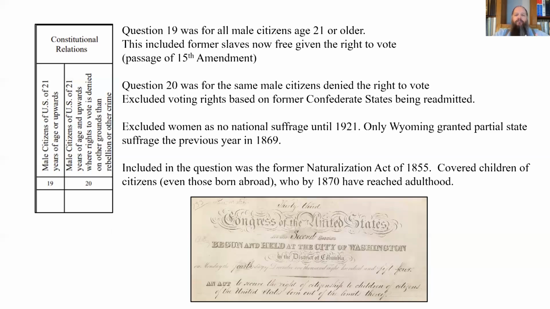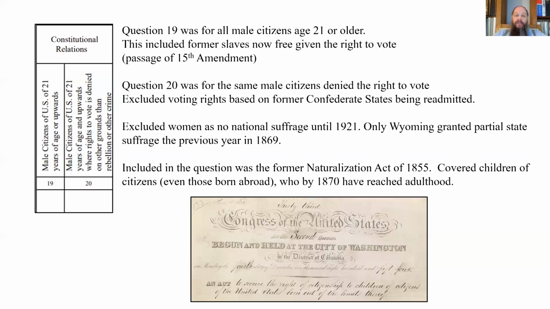So if you were denied the right to vote for anything other than the Civil War, you had to answer this question. Remember, the South and those southern states, the 11 former Confederate states, were now being readmitted back to the Union beginning in 1866 through 1870. All 11 were being readmitted. This question was not geared towards that answer.